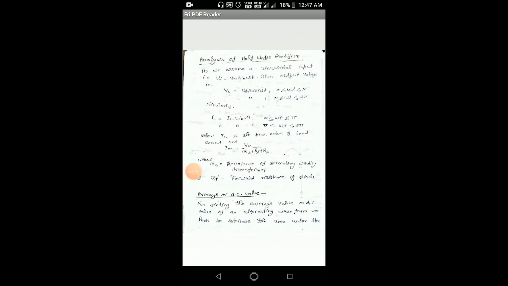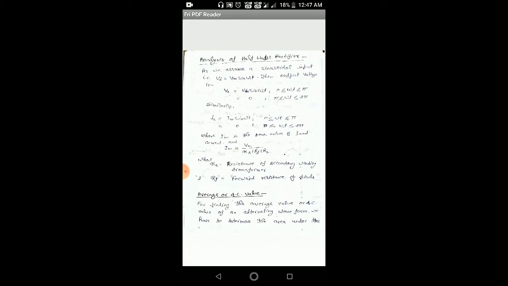Now we assume a sinusoidal input, that is Vi equal to Vm sin omega t. Then the output voltage is VL equal to Vm sin omega t for the range omega t greater than or equal to 0 and less than or equal to pi, and 0 for omega t greater than or equal to pi and less than or equal to 2 pi.